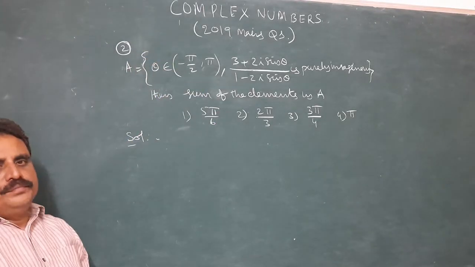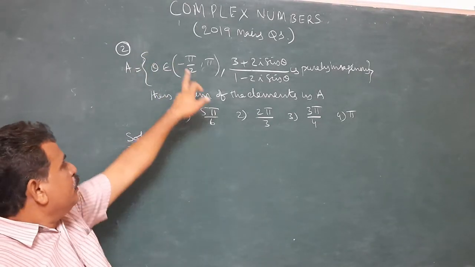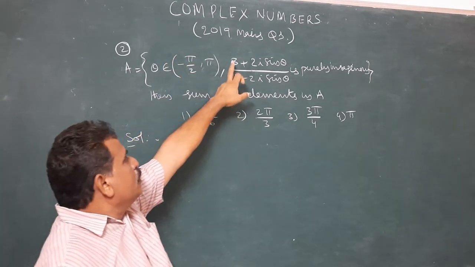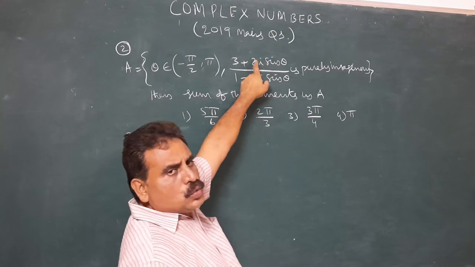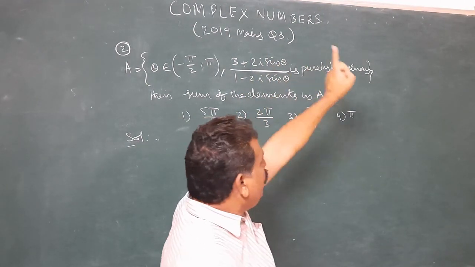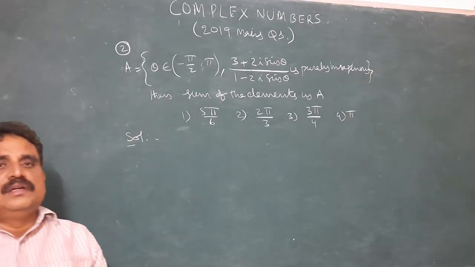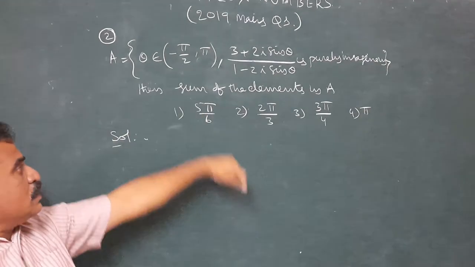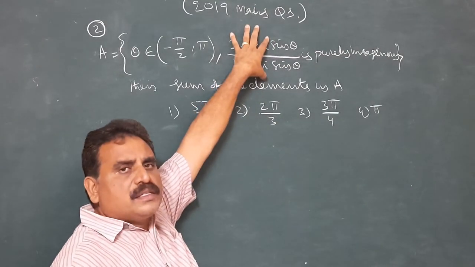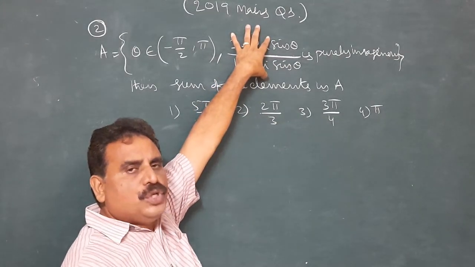A equals the set of all theta belonging to minus pi by 2 to pi such that (3 plus 2i sin theta) by (1 minus 2i sin theta) is purely imaginary. Then find the sum of the elements in A. This complex number is purely imaginary. That means the real part is 0.